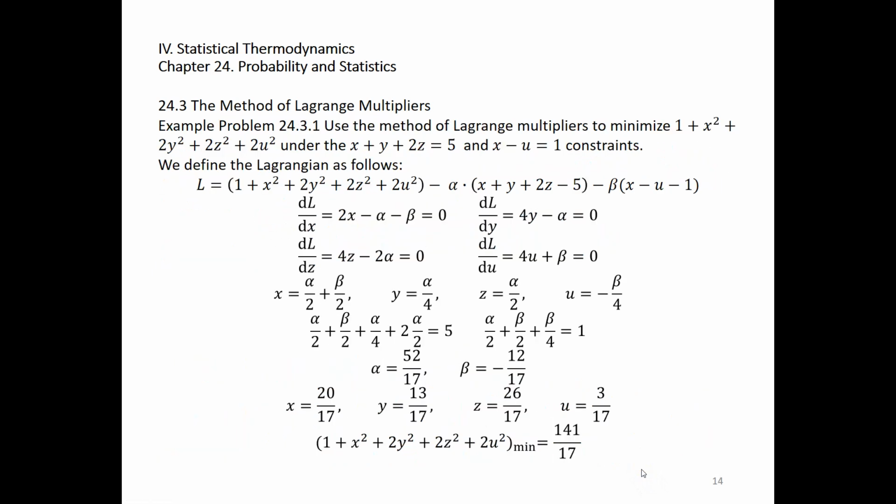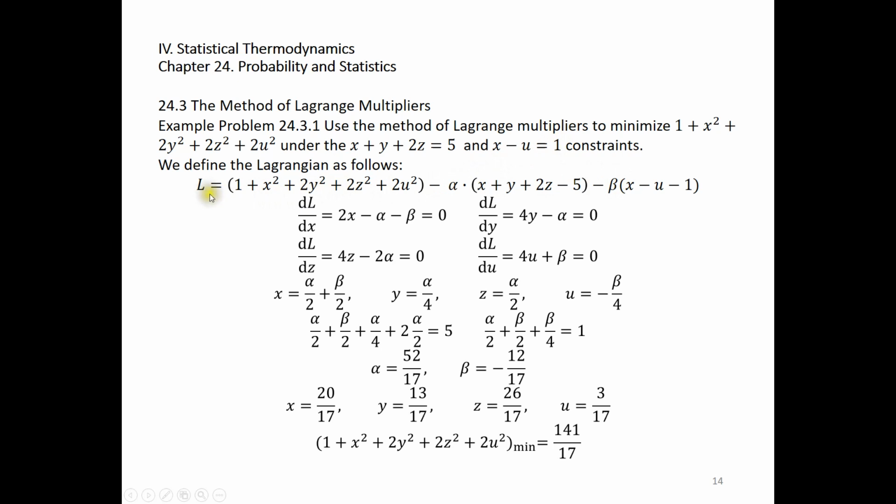Now let's look at another example, problem 24.3.1. Use the method of Lagrange multipliers to minimize another function. And this time we have two constraints. x plus y plus 2z minus 5 must be 0. x minus u minus 1 must be 0. Now we have two constraints. We need two Lagrange multipliers, alpha and beta.